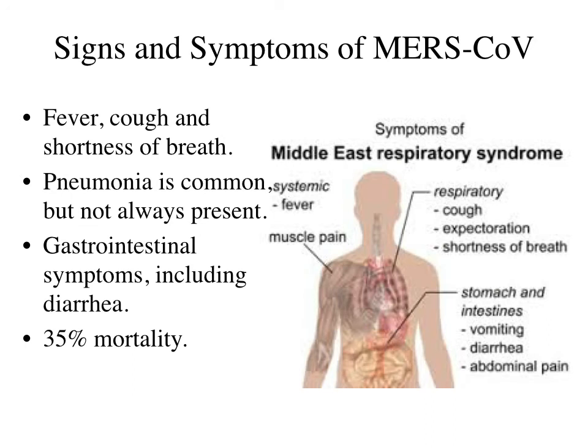Here you can see the signs and symptoms of MERS-CoV, very similar to what we saw with the first SARS and what we're seeing with the current SARS-CoV-2 or COVID-19. So fever, cough, shortness of breath, pneumonia can occur. There can be gastrointestinal symptoms. Now, alarmingly, with this virus, it has a 35% mortality rate, very high mortality rate.